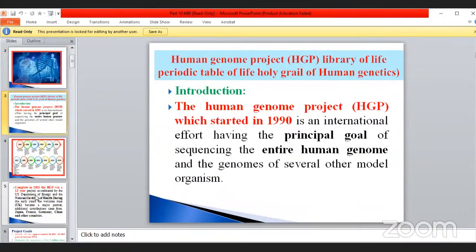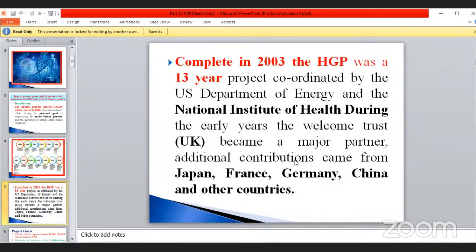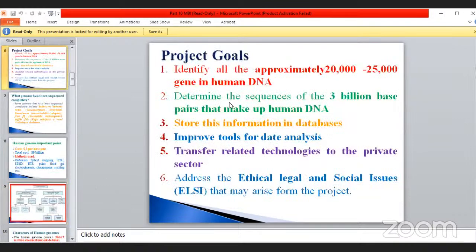See, the first one is the Human Genome Project in 1990. What is the main principle of this one? The entire human genome we have to identify and also analyze. They started in 1990, and in 2003 the Human Genome Project was completely finished after 13 years. Don't forget. You already know the supporting countries and how they contributed. And the project goal, what is that? Approximately 20,000 to 25,000 genes in human beings we have to identify.